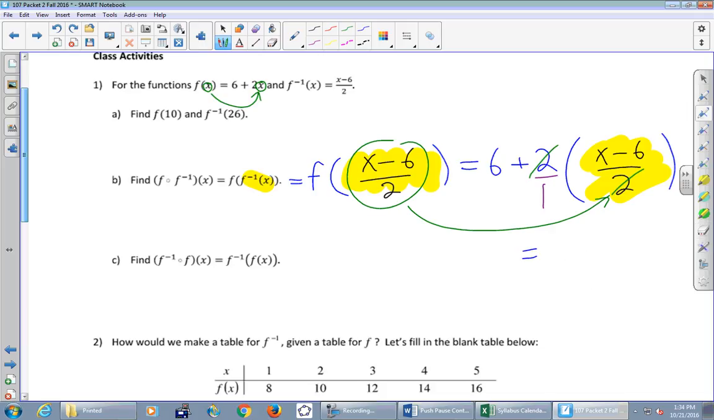Equals. Okay, so I'm just going to write down what's left. 6 plus, I'll put the x minus 6 in parentheses, although I don't think it's needed here. And then what happens? Yeah, the 6's cancel, right? Plus 6 minus 6. Let me just get x.